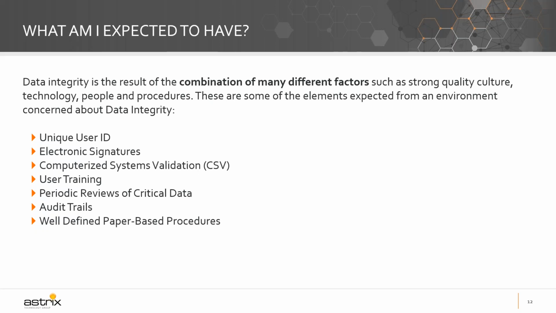First of all, before we move into data integrity assessments, your company is already expected to have a couple of things beforehand. Data integrity is the result of a combination of many different factors, such as strong quality, technology, people, and procedures. But some of these elements even precede some of the data integrity documents and guidances. For example, having a unique user ID nowadays with many informatics software is essential. Or having electronic signatures is a good way to make people attributable and accountable for information. Computerized system validation and user training.